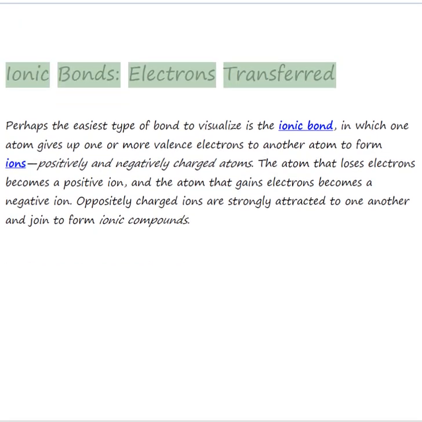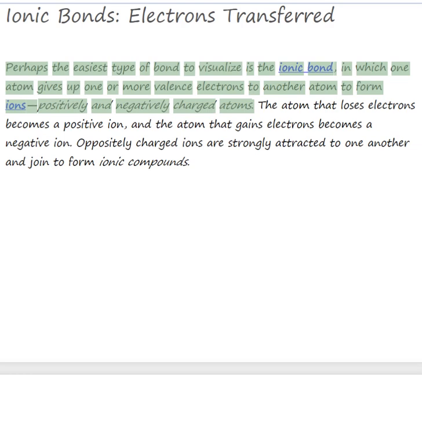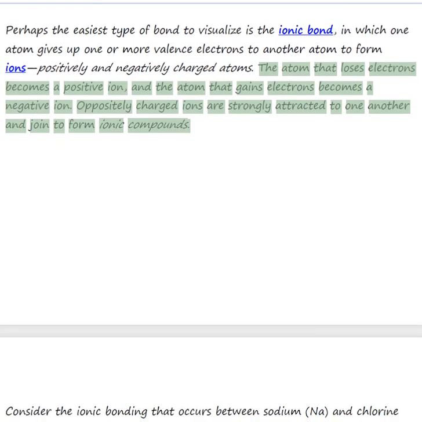Ionic bonds, electrons transferred. Perhaps the easiest type of bond to visualize is the ionic bond, in which one atom gives up one or more valence electrons to another atom to form ions, positively and negatively charged atoms. The atom that loses electrons becomes a positive ion, and the atom that gains electrons becomes a negative ion. Oppositely charged ions are strongly attracted to one another and join to form ionic compounds.